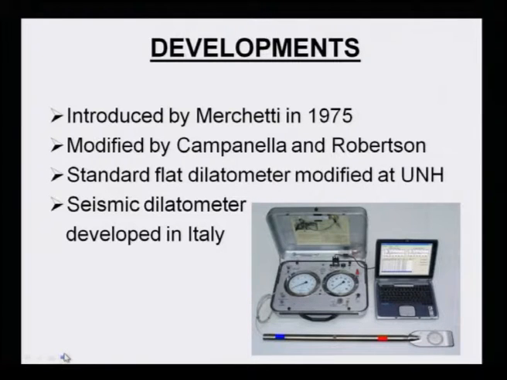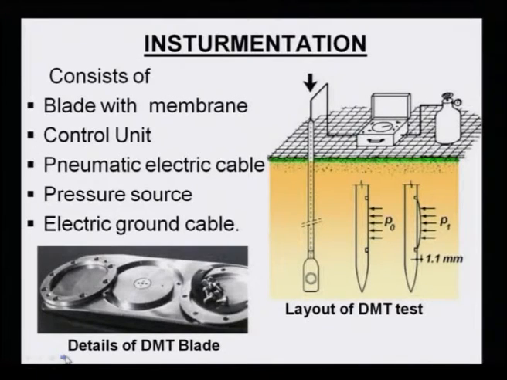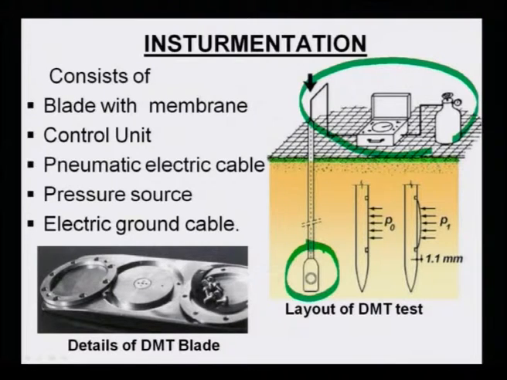It is a standard flat dilatometer, and if you look at the layout of this DMT, it consists of a blade. This part is your blade. Now, come back to this instrumentation, it consists of the blade with a membrane, then control unit, this is your control unit outside, and pneumatic electric cable, this is your pneumatic electric cable, then pressure source, electric ground cable.